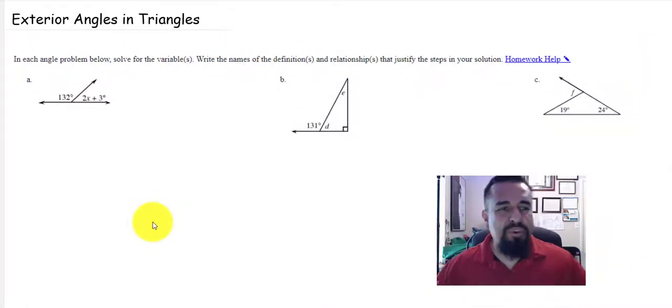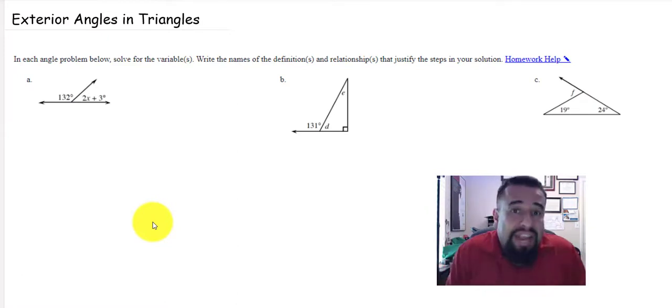All right, so you want to learn how to solve for missing angles, right? When you're given an exterior angle, or how to find the exterior angle itself. You came to the right place. All right, let's get started right away.